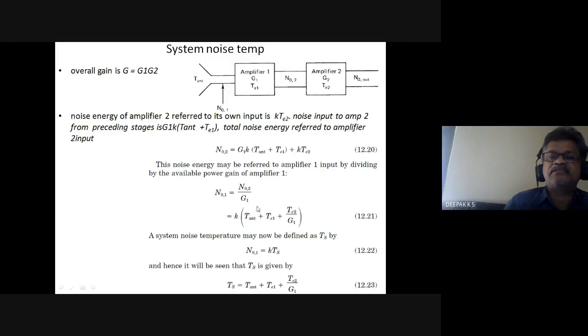And this sum of these equivalent temperature is now the system noise temperature, Ts. So Ts will be the P antenna, P equivalent one, so P equivalent 2 gets divided by G1. P equivalent 2 is here at the input of amplifier 2 gets divided by G1 and becomes P equivalent 2. So this is the concept of equivalent system noise temperature, which will be used in an expression.